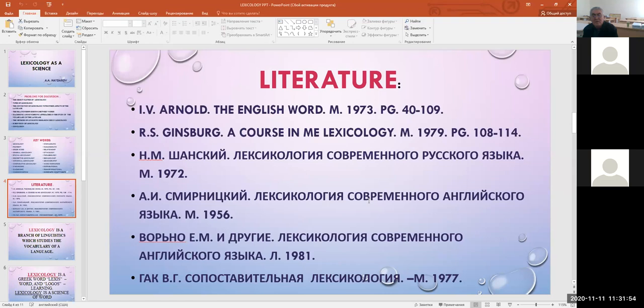Use the literature on the first lecture. The first, I.V. Arnold, The English Word, Moscow, 1973. The second, R.S. Ginsburg, A Course in Modern English Lexicology, Moscow, 1979. The third, M.M. Shansky, Lexicology of the Modern Russian Language, Moscow, 1972. A.I. Smirnitsky, Lexicology of the Modern English Language, Moscow, 1956. Varno, E.M. and others, Lexicology of the Modern English Language, Leningrad, 1981. And the last literature is Gak, V.G., Comparative Lexicology, Moscow, 1977.